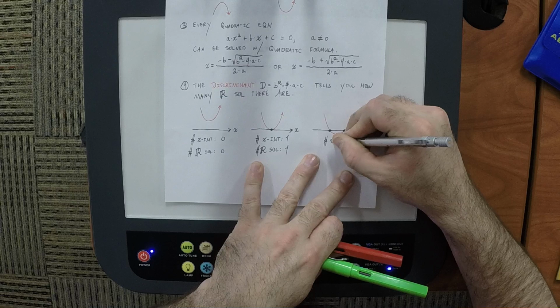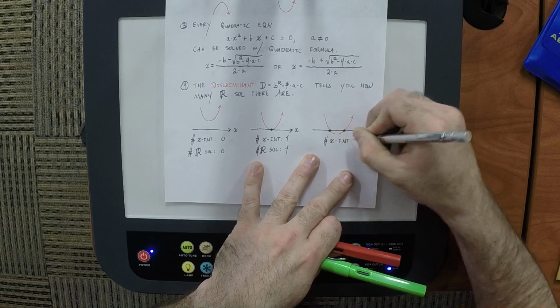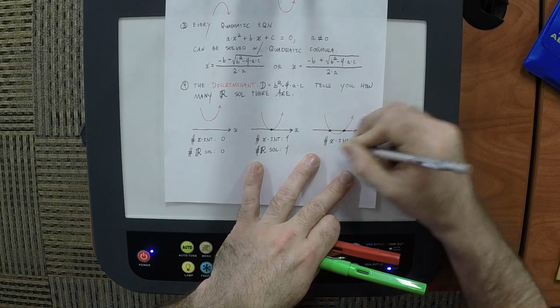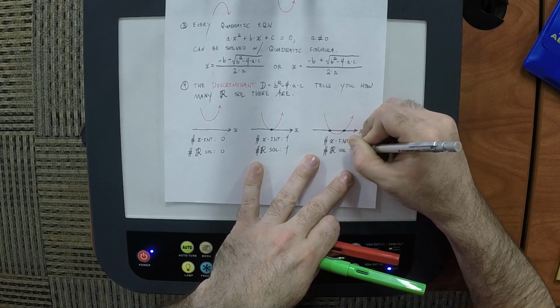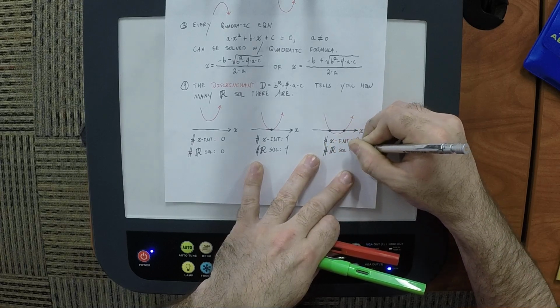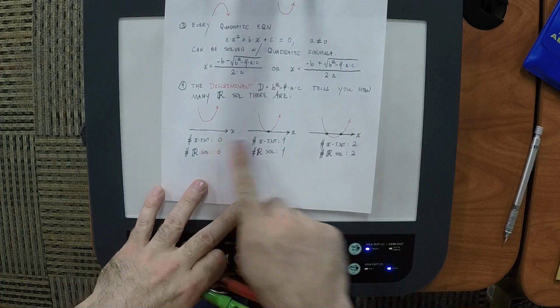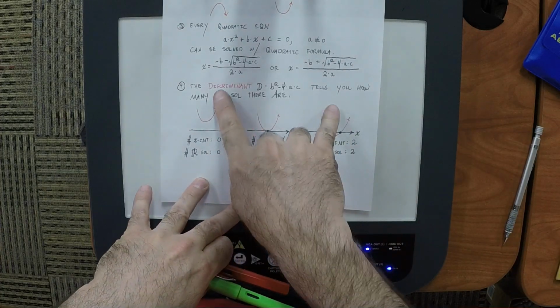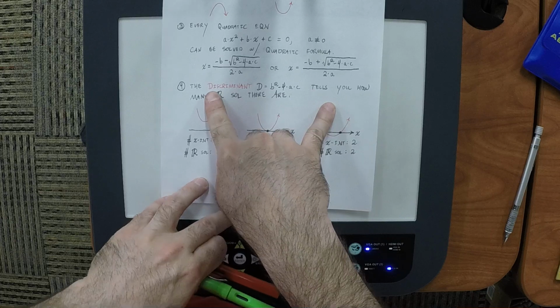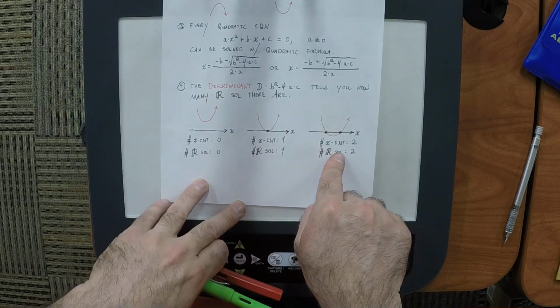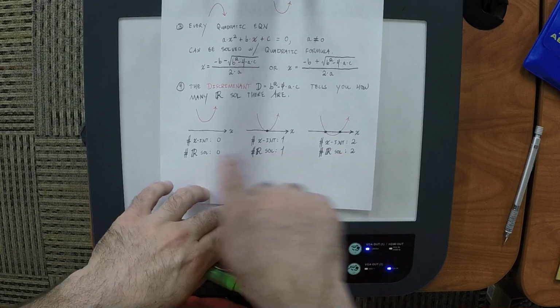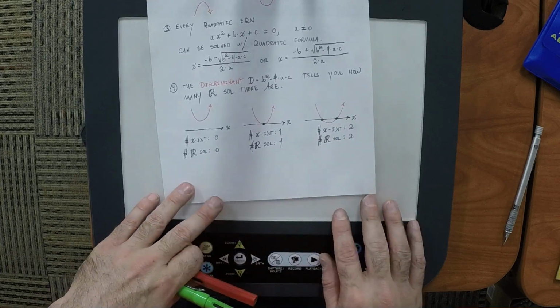So in this case, the number of x-intercepts is 2, and the number of real solutions is 2. Now, these 3 pictures are under the item where we're talking about the discriminant. So what does the discriminant have to do with these three cases?